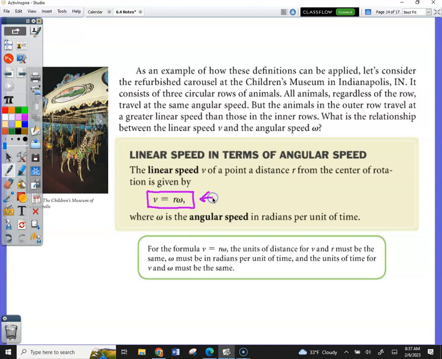Good news is, this is where we're going to focus our attention. So, V is the linear speed. I know it's written right there, but it's kind of hard to read that. R is the radius, the point distance R from the center of the rotation, and then you have omega, which is the angular speed.